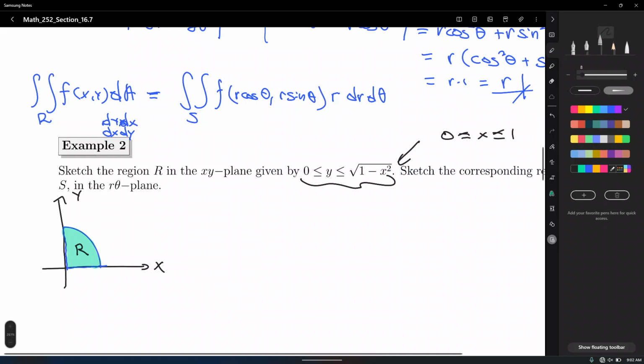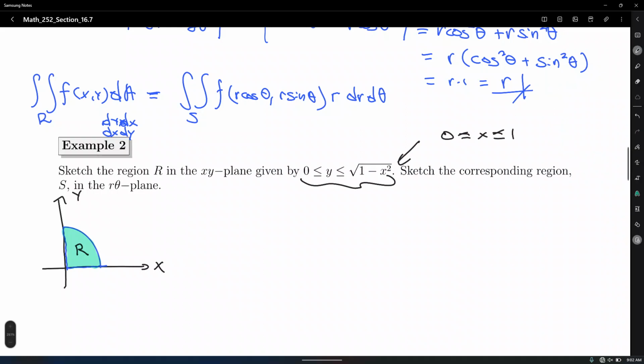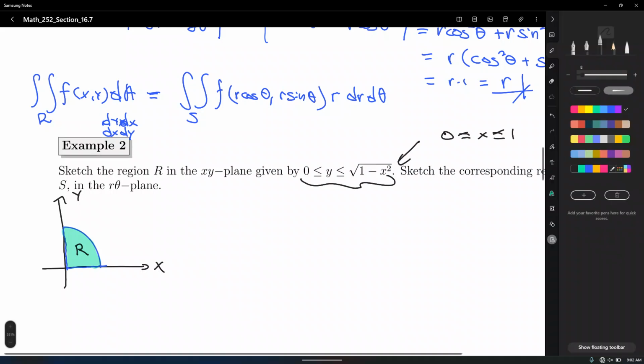Now, this is what we're going to do. What does that represent in the world of polar? So you guys can visually get the limits, the bounds in the world of polar. You know how to read radius, how to read an angle, right? So now we're going to go from the world of R to the world of S.